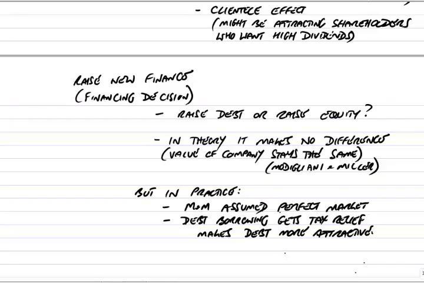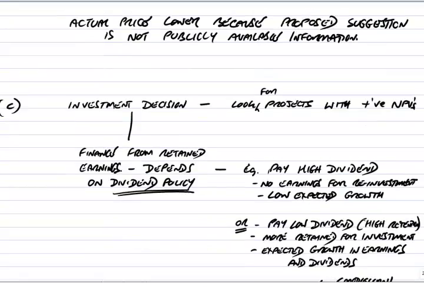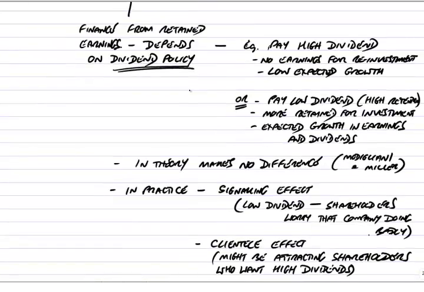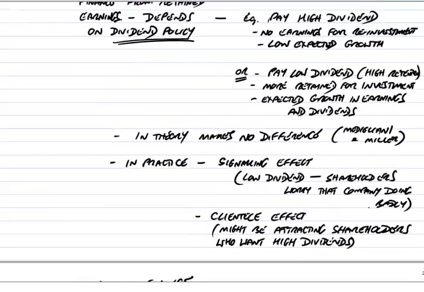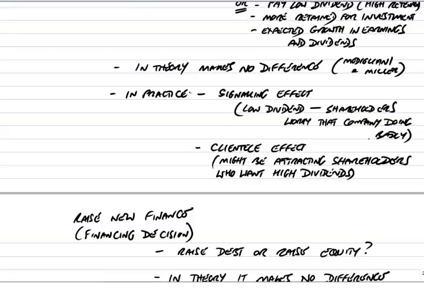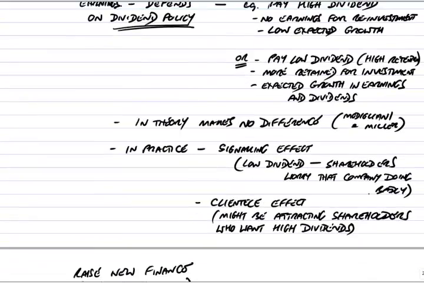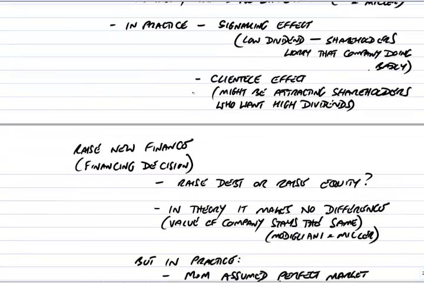So, there we are. In theory, it's only the investment decision that matters. As long as we invest in good projects, it's fine. Positive net present values. But in practice, both the dividend policy and the financing, or the dividend decision and the financing decision, in practice, they do have an effect. And companies do have to consider what's the dividend policy going to be, and are we going to raise debt or are we going to raise equity?